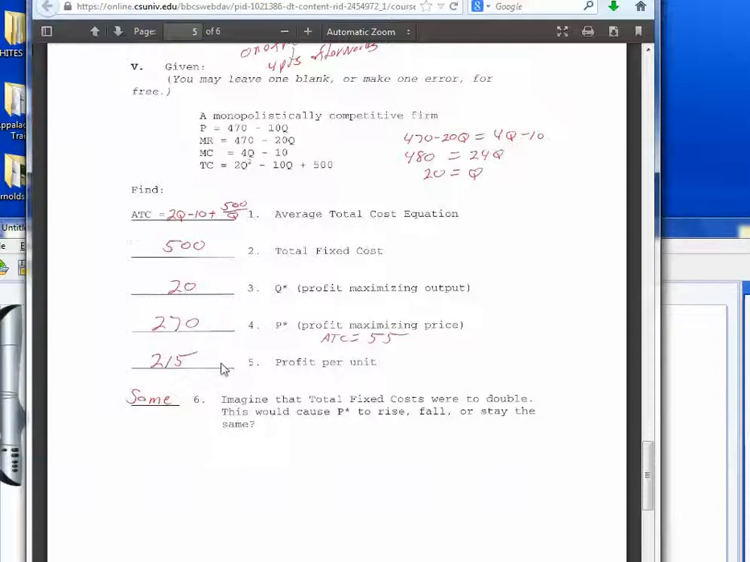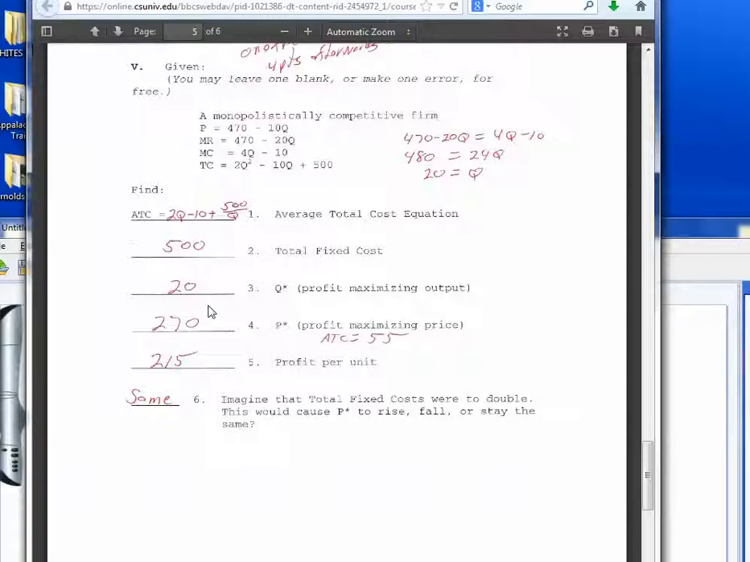Alright, so the profit per unit, there's a couple of ways to find it. Probably the most direct way is to calculate the total cost, since we know that Q is 20, and then to calculate the total revenue, since we know that P is 270 and Q star is 20, so total revenue is these two numbers multiplied together. So then we could find the total profit. The total profit would just be total revenue minus total cost. I don't have that number in front of me, but you'd get some number. Then dividing through by Q would give you the profit per unit.